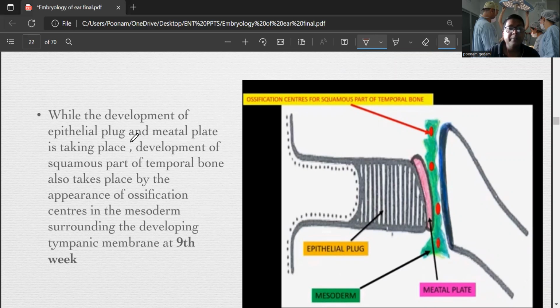While the development of the epithelial plug and the meatal plate is taking place, development of the squamous part of the temporal bone also takes place by the appearance of ossification centers in the mesoderm surrounding the developing tympanic membrane at the 9th week.